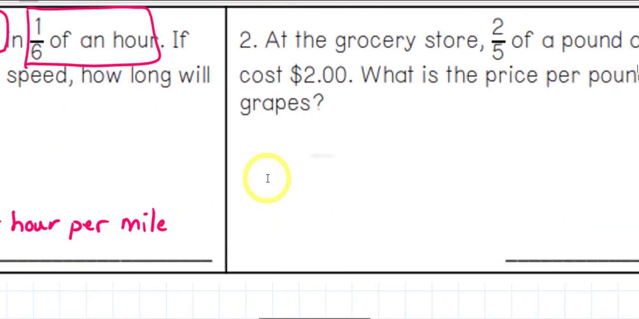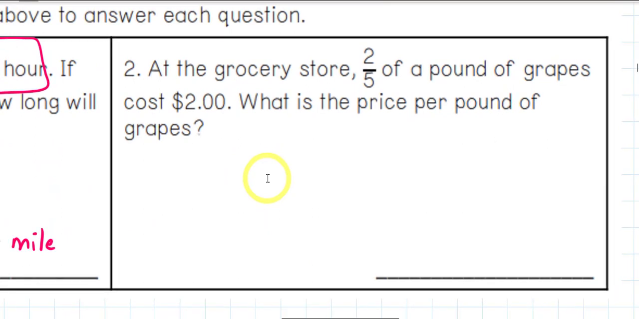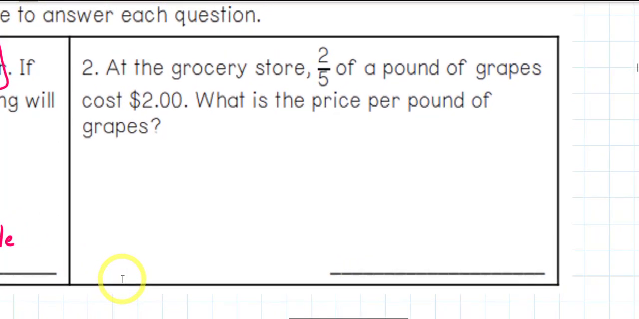Now, what I'd like for you to do is pause the video. You're going to do number 2 here and come back and see if you got it right. All right, so we have here at the grocery store, 2/5 of a pound of grapes cost $2. What is the price per pound of grapes?